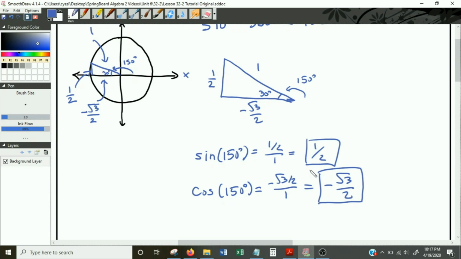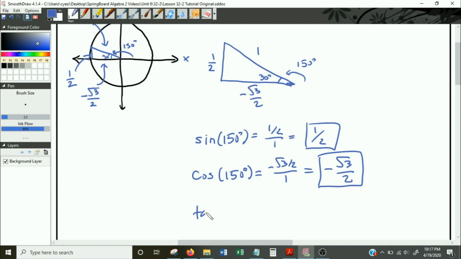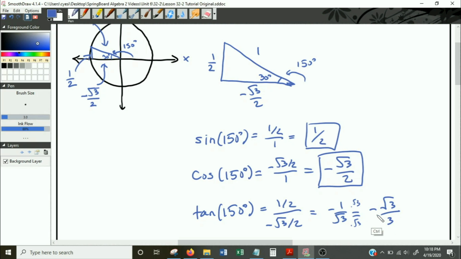And lastly, the tangent of 150 is going to be opposite divided by adjacent. So that's going to be half divided by negative root 3 over 2. That's going to be negative 1 over root 3. If I rationalize the denominator, it's going to be negative root 3 over 3. So remember, rationalizing is just doing times root 3 to top and bottom, and then getting this number right here. Okay, so that is how we solve this problem. Now let's go to another one.